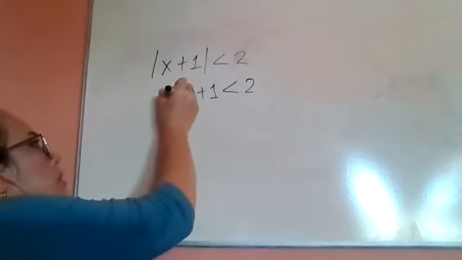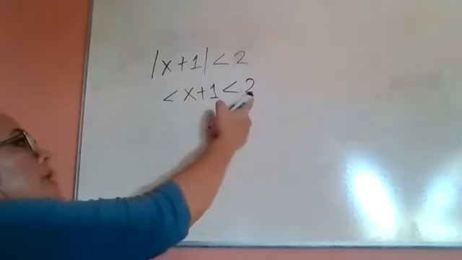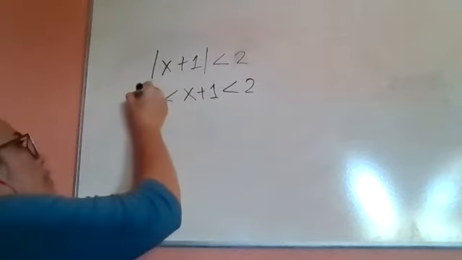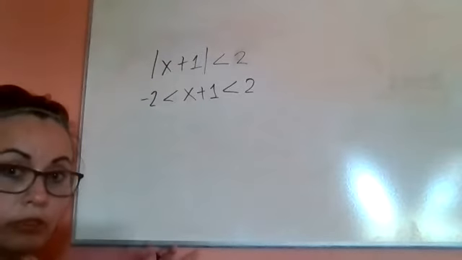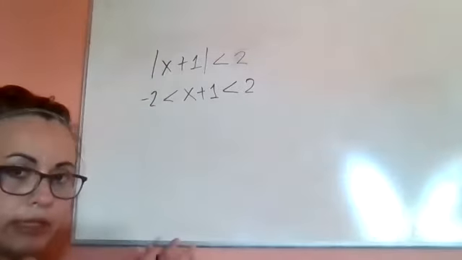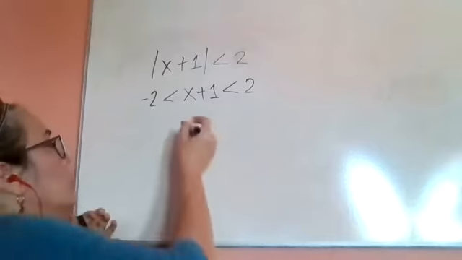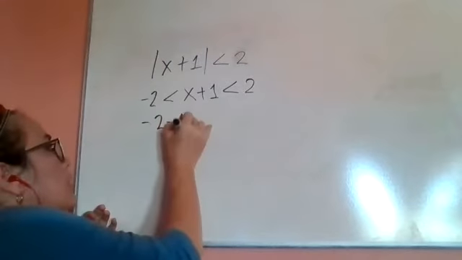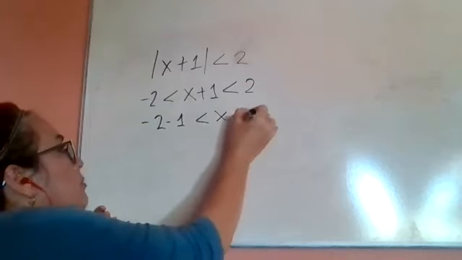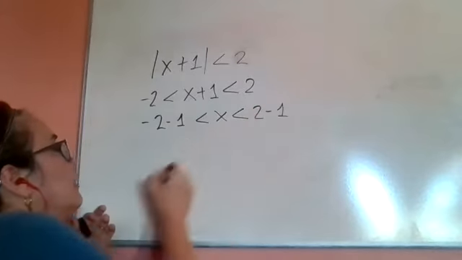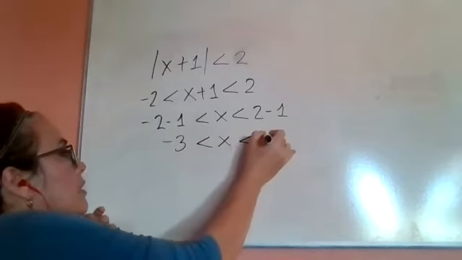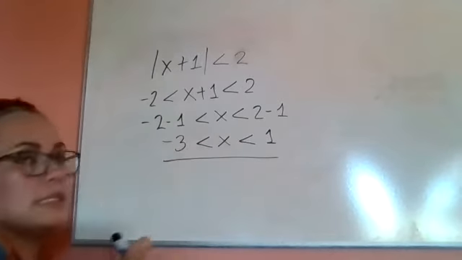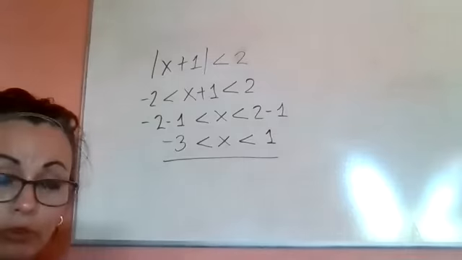And over here, I'm going to copy exactly the same symbol, but I'm going to change the sign of the 2 to negative 2. Then we're looking to leave the x alone in the center, so we're going to move the 1 to the other side. So minus 1 on both sides, okay? So what do I get? Negative 3 less than x less than 1. This is the inequality that I'm going to graph.